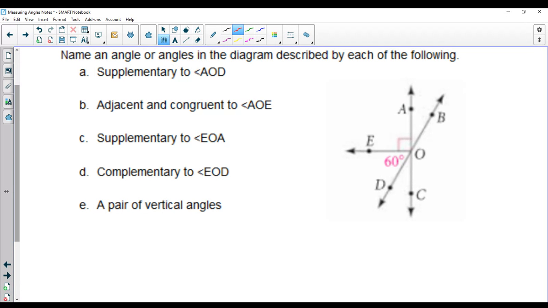Scroll this down a little bit. Alright, so we're going to name an angle described based on what we have here. We want an angle that is supplementary to angle AOD. So I'm going to go over here and look. I'm going to find AOD first.